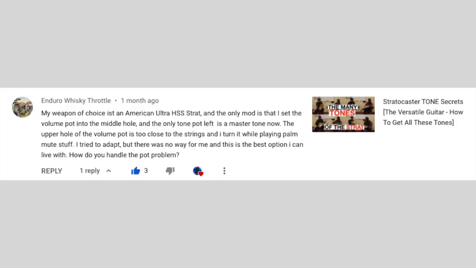The upper hole of the volume pot is too close to my strings and I turn it while palm muting stuff. I try to adapt, but there's no way for me. How do you handle the pot problem?